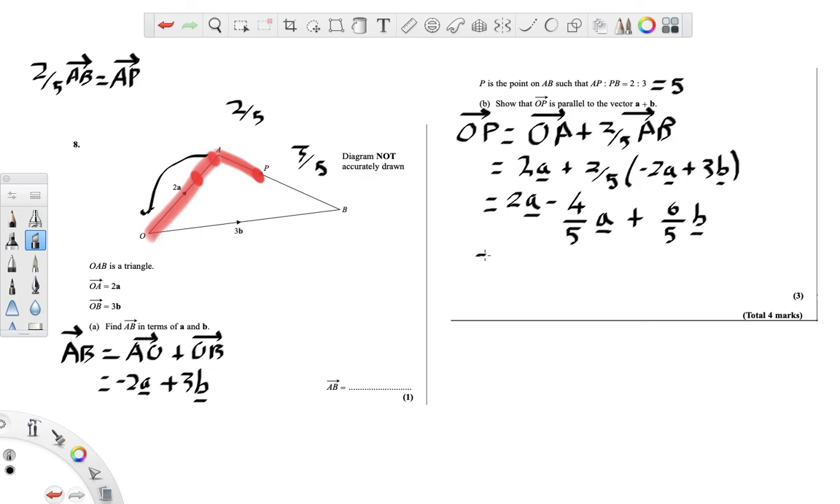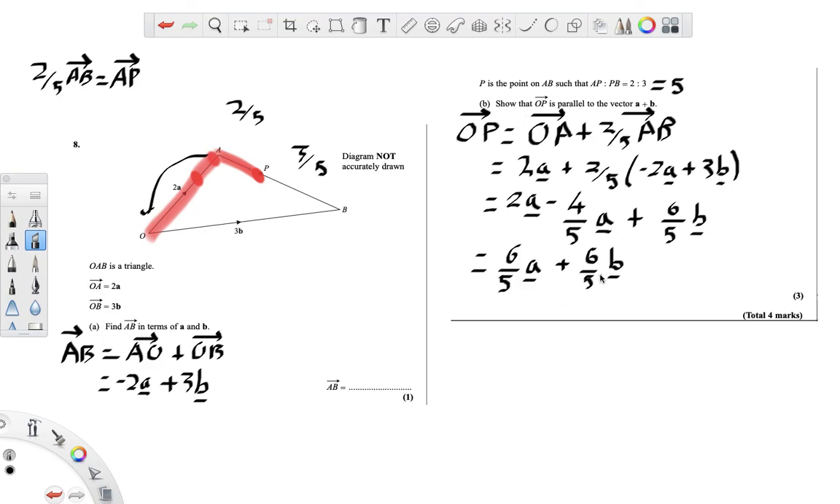Again, then we'll tidy that up. So we've got 2 minus 4/5 of A. Well, 2 minus 4/5, we assume that it was a calculator exam, so we just bang that into our calculator. So 2 minus 4/5, well, that's 6/5. So 6/5 of A plus 6/5 of B. So that's OP sorted out.